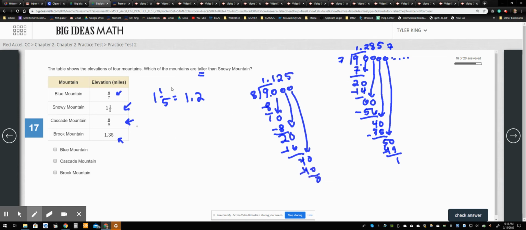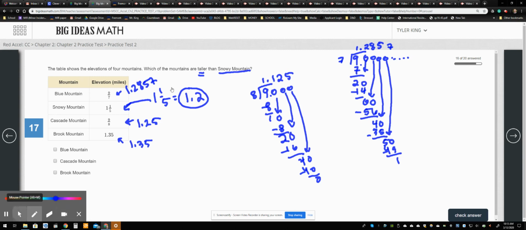Okay, so we know that Blue Mountain is going to be 1.2857. We know that Snowy Mountain is 1.2. We know that Cascade Mountain is 1.25. And we know that Brook Mountain is 1.35. Since we're looking for which ones are taller than Snowy, we're looking for which ones are taller than 1.2. We can see this is 1.28, 1.25, and 1.35. So all three of these other mountains are taller. So in this case, we would click on all three of these mountains.